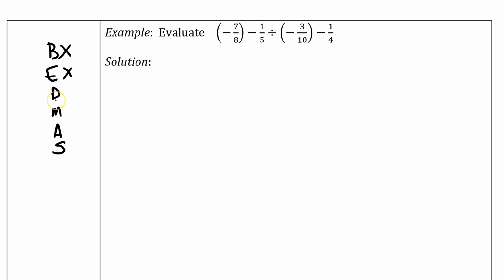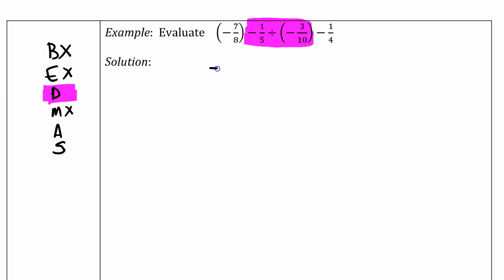The next one is division. Now, division and multiplication go together. I'm not going to worry about multiplication because I don't see any. Okay, the only thing I see is division. So I'm going to highlight my division piece. And all I'm going to do is the thing that I've highlighted.